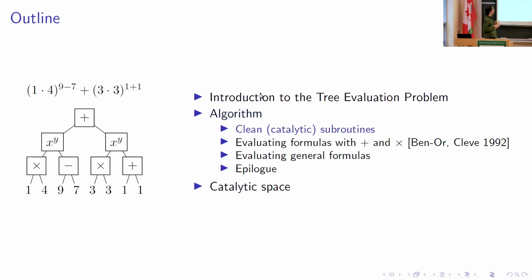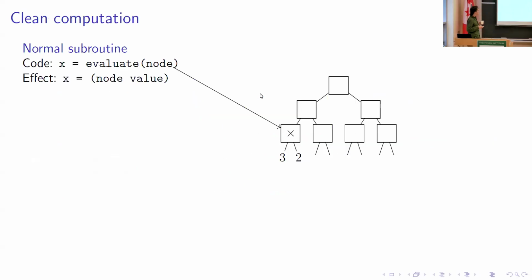Okay, so what's a clean subroutine? To talk about clean subroutines, I'm going to look kind of uncomfortably closely at what happens when you call an ordinary subroutine. So let's say we have this line of code, x equals evaluate of node. I'm imagining we have a subroutine called evaluate, you point it to a node in the tree and it figures out what the value of that node is. So we have this line of code and the effect that it's going to have is simply that the variable x, its value will be replaced by whatever the value of that node is.